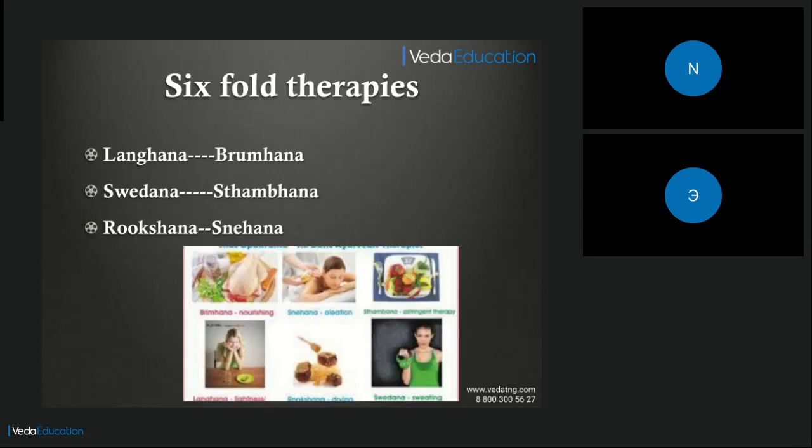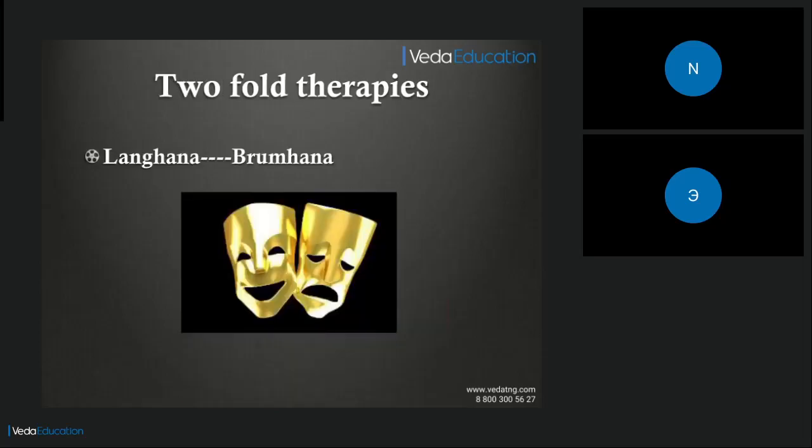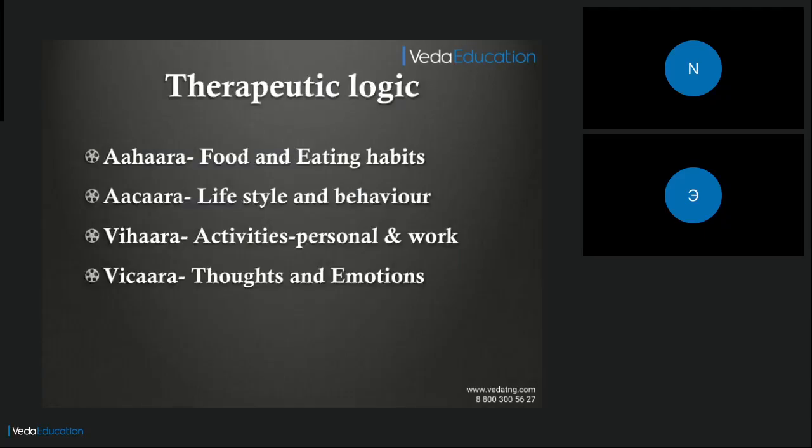So we have classifications like Langhana, Brahmana, Swedana, Stambhana, like that. These are called six-fold therapies based on different manifestation. But some have an opinion that we can have only two, and all others can be included in these two. And in these therapeutic interventions, besides medicine, there are many other factors that also come into the scene.